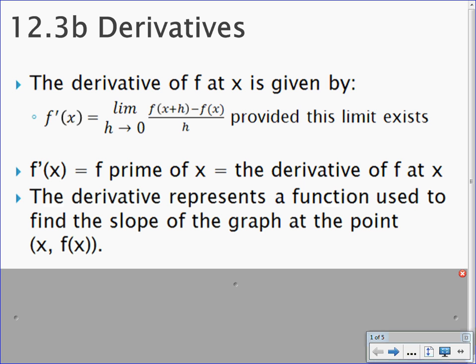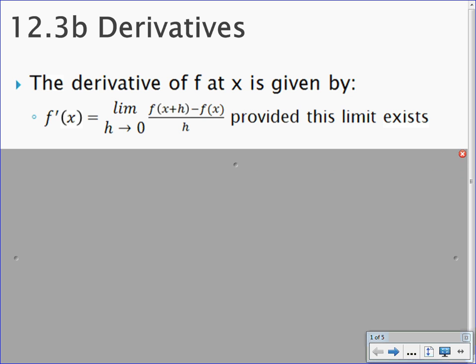F prime of x is just our notation for the derivative of f of x. So our function is f of x. Our derivative is f prime of x.